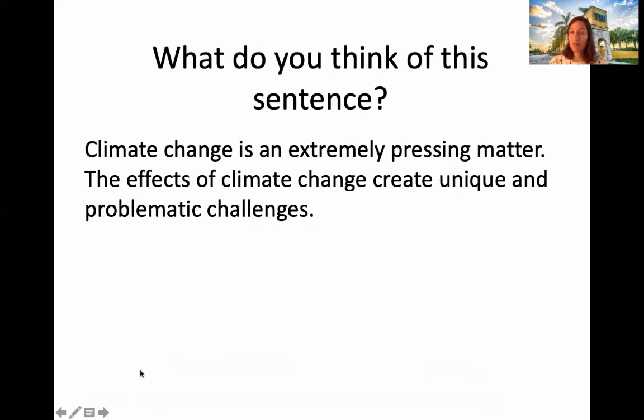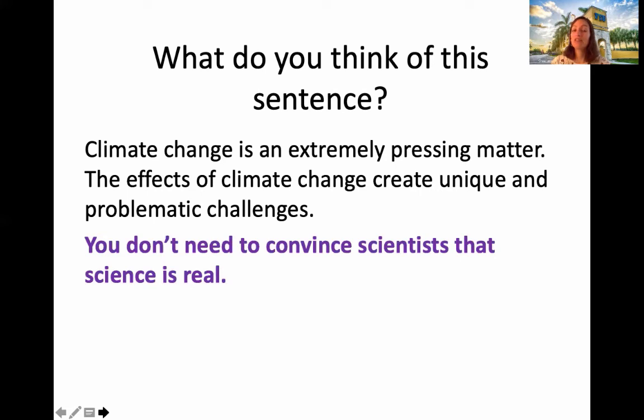Okay, so let's look at one more sentence. Climate change is extremely pressing matter. The effect of climate change create unique and problematic challenges. The issue with this sentence is that you don't need to convince scientists that the science is real. Instead, you need to be more specific.